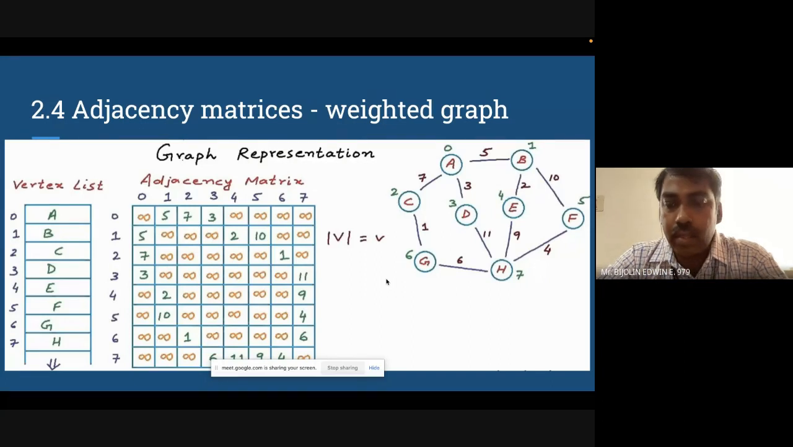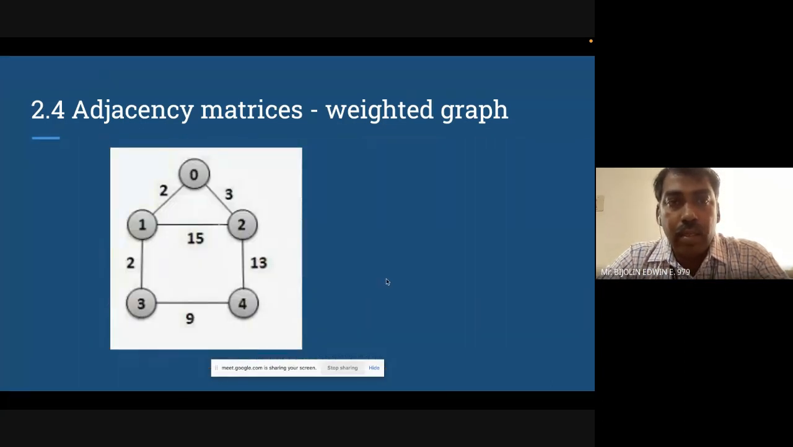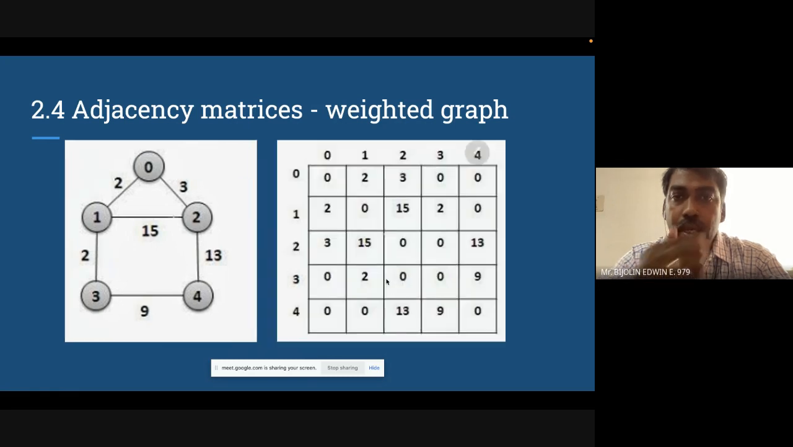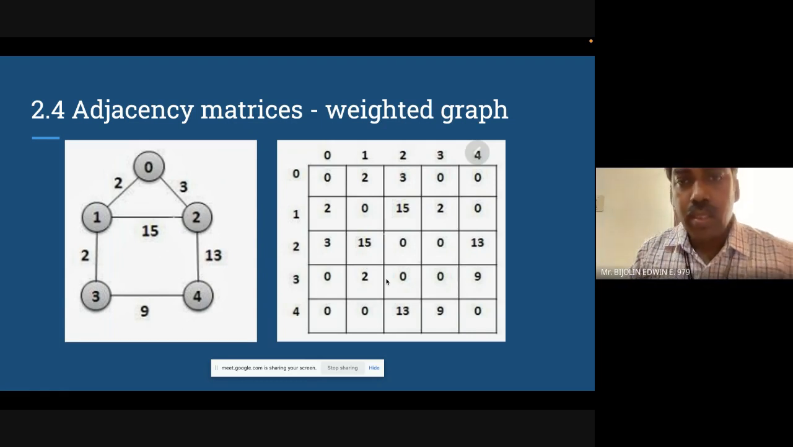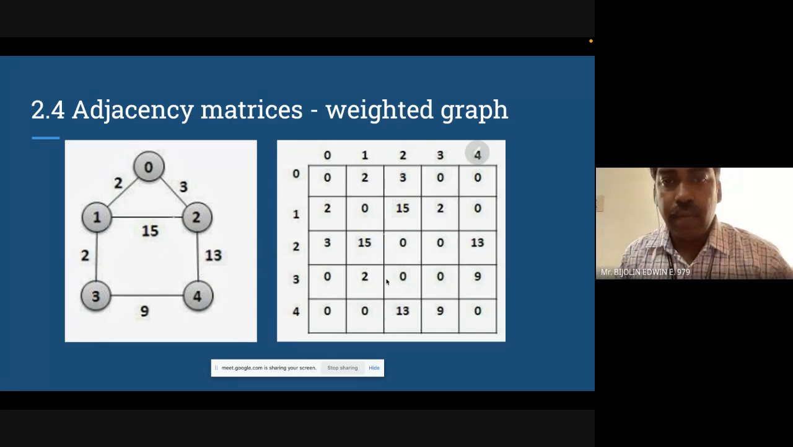matrix representation. So for a weighted graph, a graph is given. I hope now you can draw the matrix: 0 to 4 on the x-axis, 0 to 4 on the y-axis. So you can form a tabular matrix, and then based on the weightage you can enter the values. Null you can put as 0. If no weightage is given, you can put it as 0.